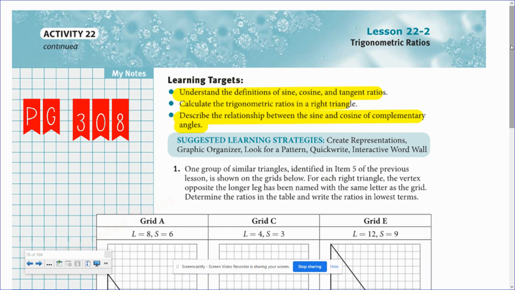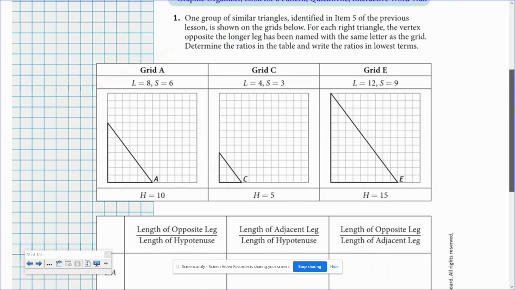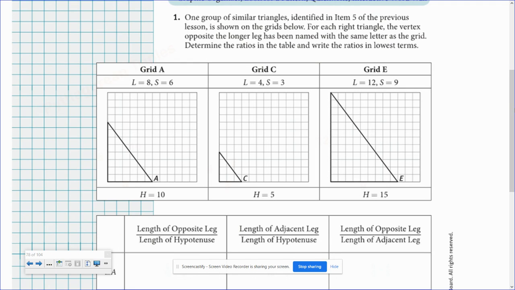All right, we're going to start by looking at these three triangles here. So grid A, grid C, and grid E. Now they're labeled here the long leg, short leg, and the hypotenuse. So what we're going to do is use these triangles to fill in the table below. So we're going to determine the ratios in the table and write the ratios in lowest terms. It might be helpful for you if you actually label the triangle with your lengths, so the long leg, short leg, and the hypotenuse. So I would take a second and do that in your book.